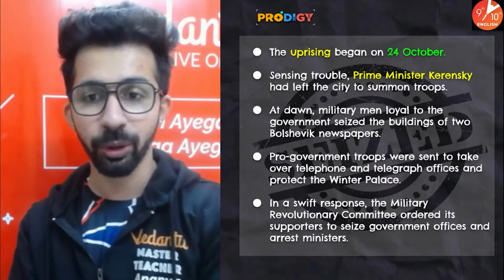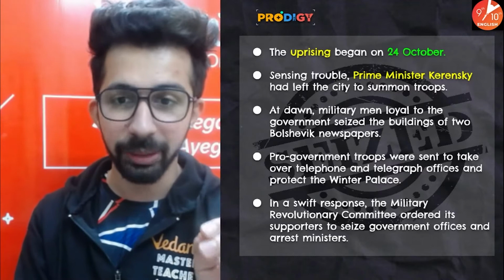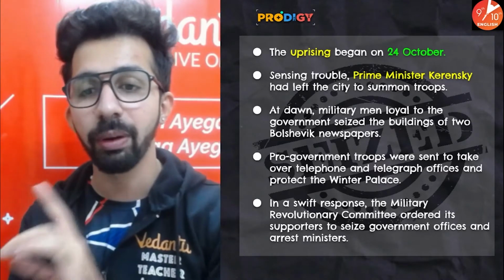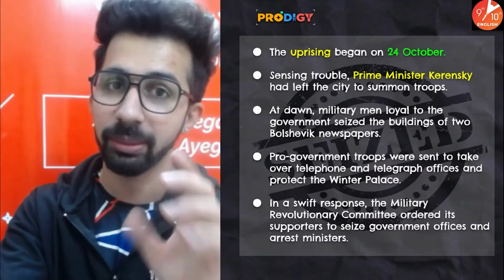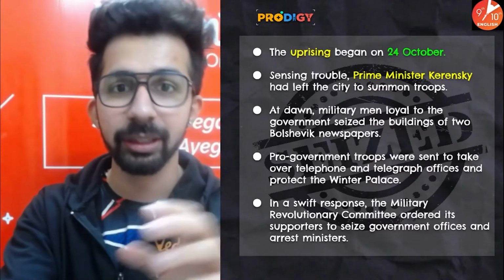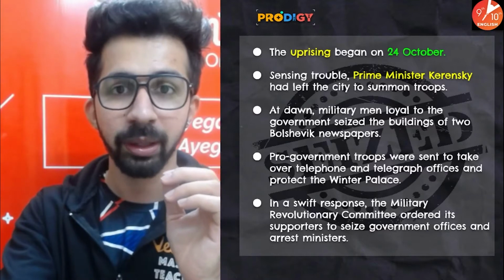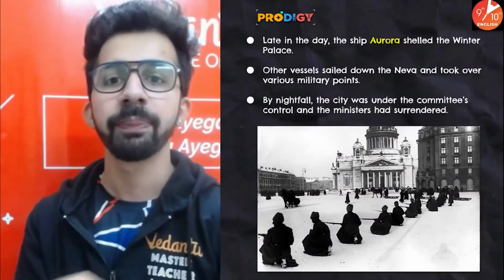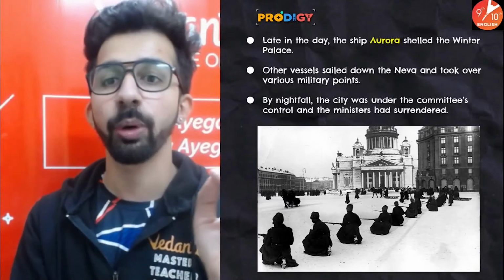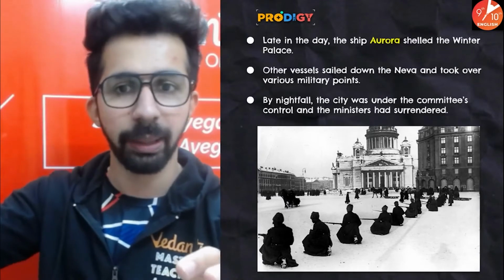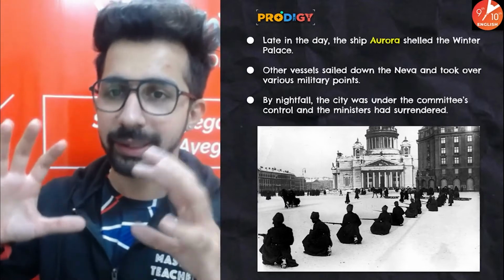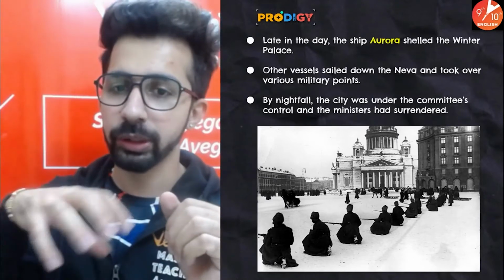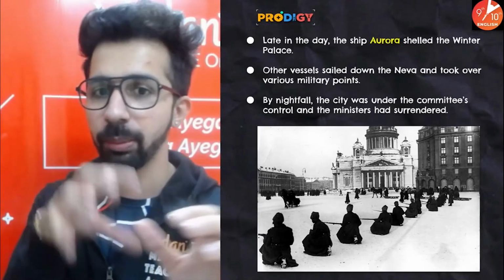In a swift response, the Military Revolutionary Committee ordered its supporters to seize the government offices and to arrest the ministers. So many ministers of Kerensky were arrested by the Bolsheviks. And late in the day, the ship Aurora also shelled the Winter Palace. Other vessels sailed down the Neva and took over the various military points. So the Bolsheviks had captured many points almost.